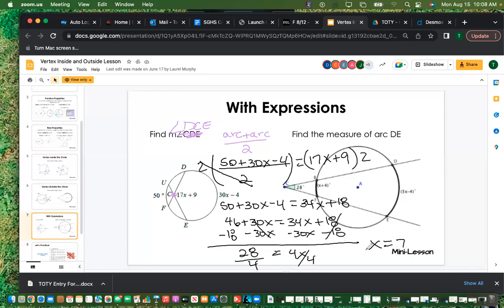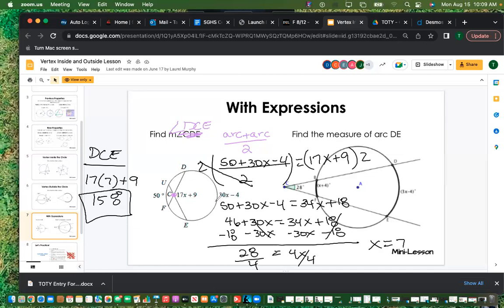Now, x equals 7. That's not what they asked us for. They asked us for the measurement of DCE. So for DCE, what we're going to do is plug back in. For this angle, we're going to plug back in. So that's going to give me 17 times 7, which is going to give me what? 119. And then plus 9 is going to give me what? 128.